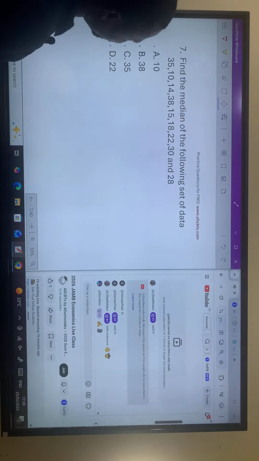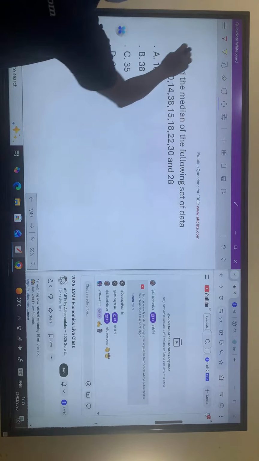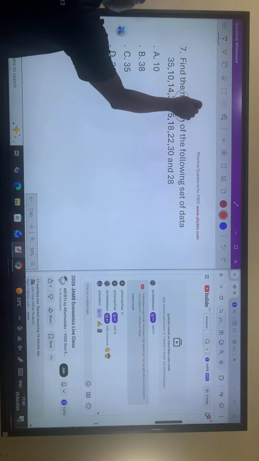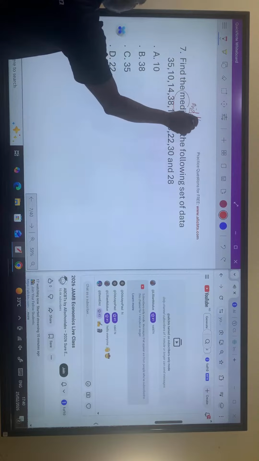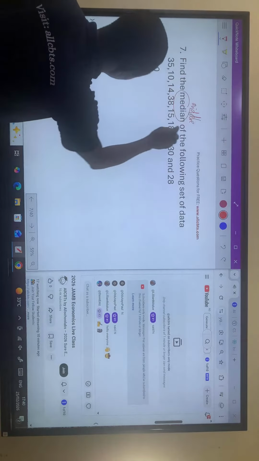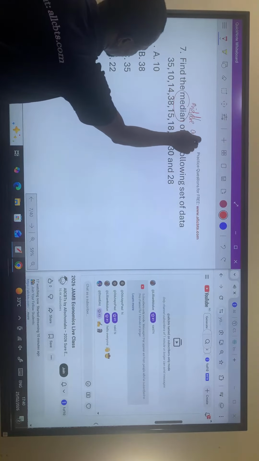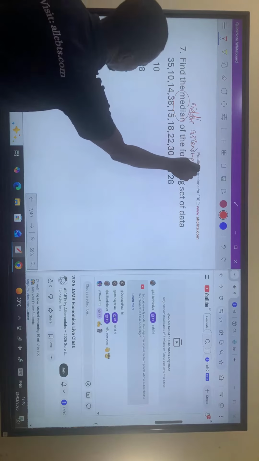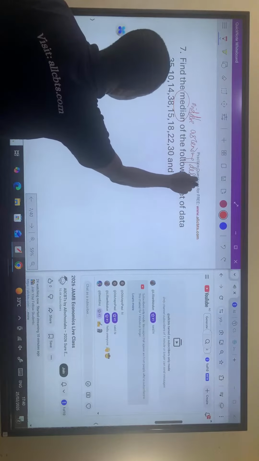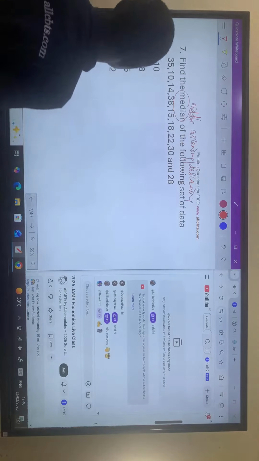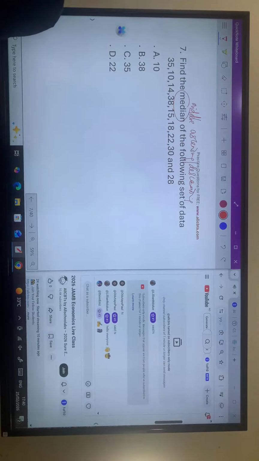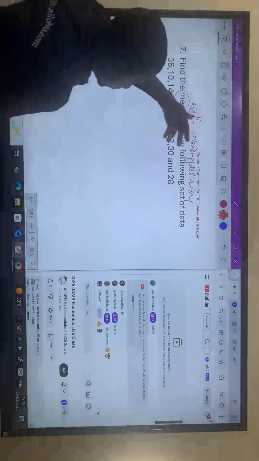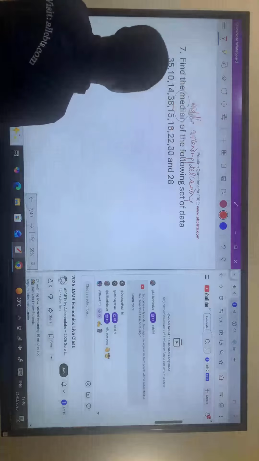Find the median of the following set of data. What is median? Median is a number that falls in the middle, when you arrange in either ascending or descending order. In either arrangement, the one that falls in the middle is your median. So let's see now. Ascending order means from the smallest to the highest.